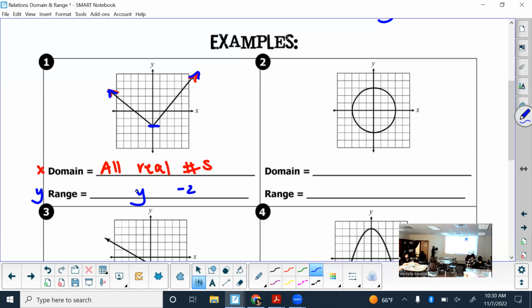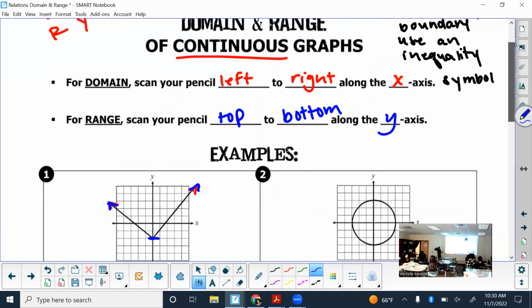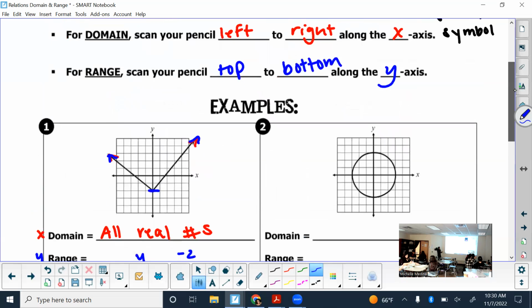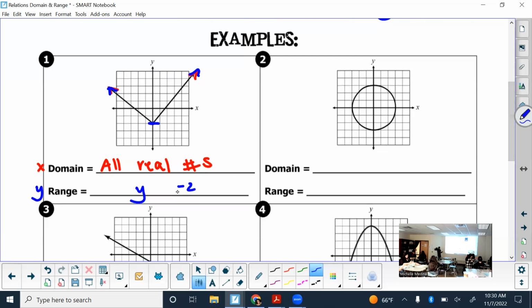All right, to figure out what inequality symbol, because like I said before, anytime that there is a boundary, you're going to use an inequality symbol. To know which one depends. Are the y's that are on this line greater or less than the -2? So as you go up, the y's get bigger. So yeah, the y's are greater than -2.